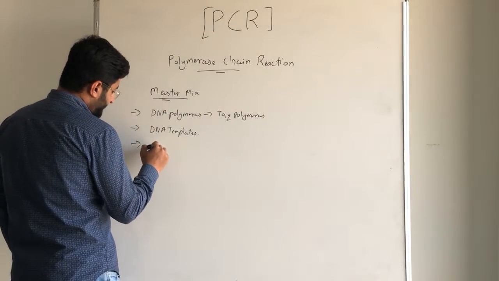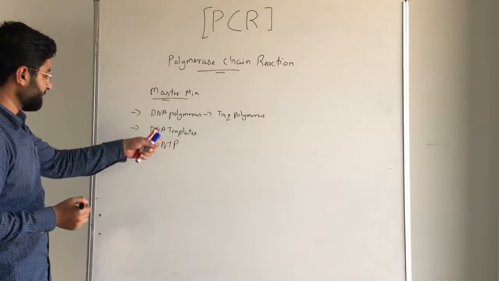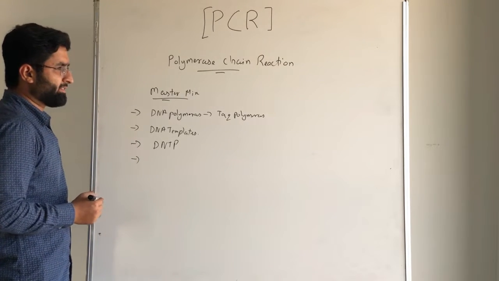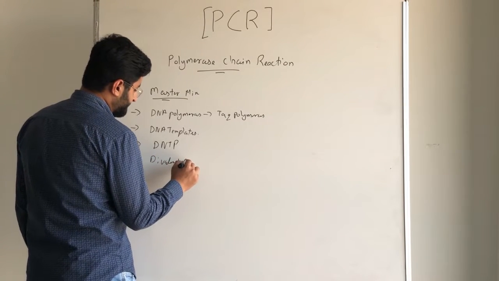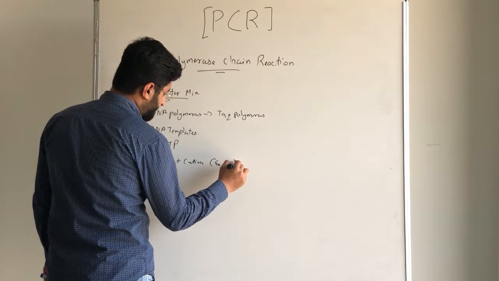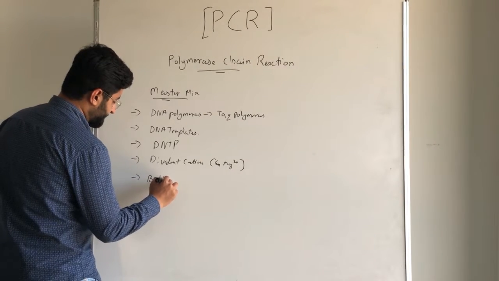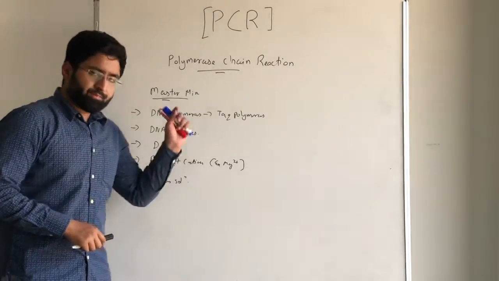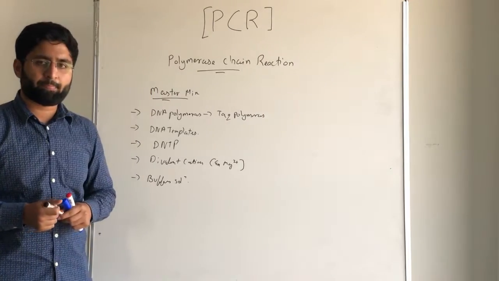Third is the dNTPs, deoxyribonucleotide triphosphates. Then come various divalent cations, for example Mg2+. Then the buffer solution, etc. So these requirements are all needed in order to perform the PCR.